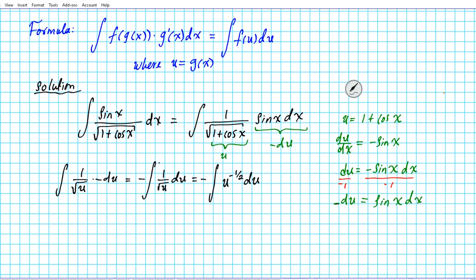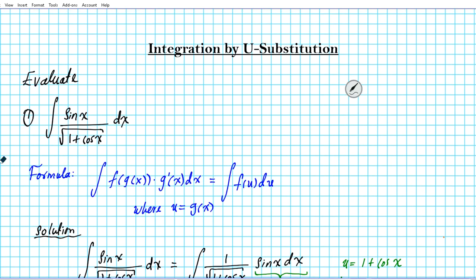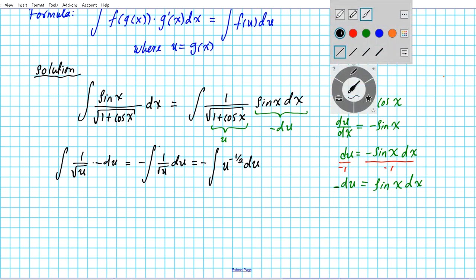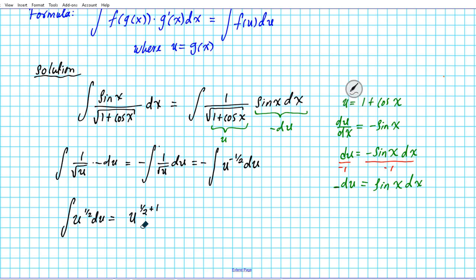Now we can integrate using the power rule. Hopefully you remember what the power rule is. Let's do it. We're going to apply the power rule here. So the integral of u to the negative 1/2 du is going to be u to the negative 1/2 plus 1, divided by negative 1/2 plus 1. So we're going to carry out the addition. Oh, let's not forget the c. So plus c.